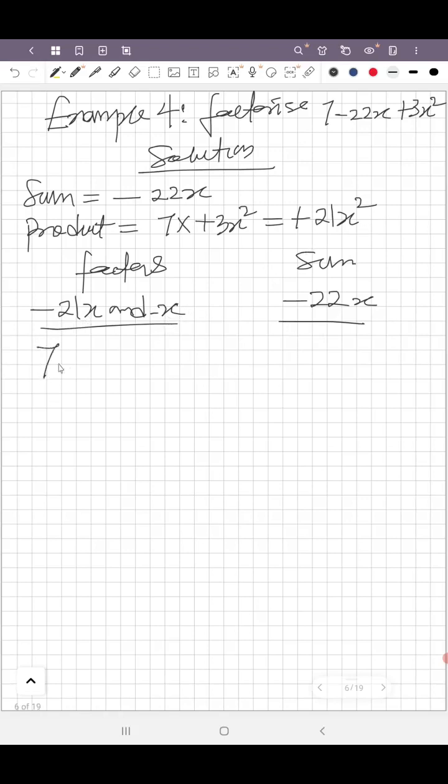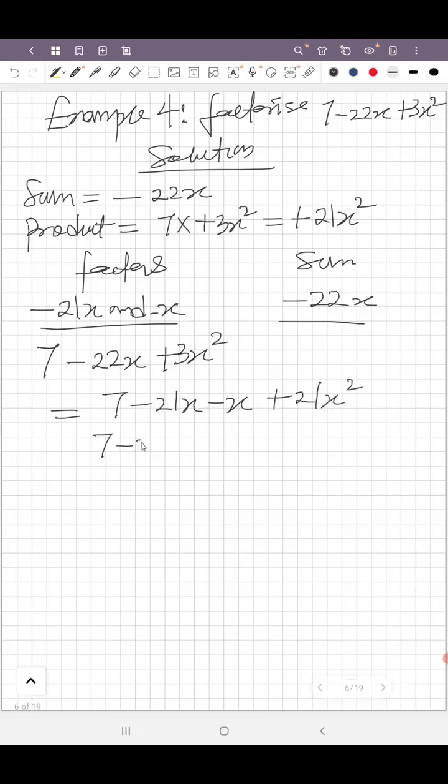So the expression 7 minus 22x plus 3x squared will now give you 7 minus 21x minus x plus 3x squared. You can decide to rearrange like this: 7 minus 21x minus x plus 3x squared. So you also split it into 2: 1 is common here, 7 minus x, but minus 21 is also common here.